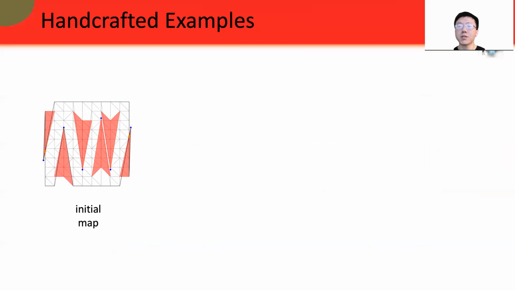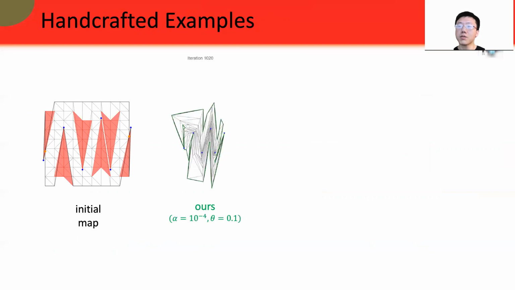The initial map is created by dragging a few vertices on a denser square mesh to far away locations. This creates more inverted triangles. However, even for this very challenging example, our method is able to find an injective map. Here we are using a smaller theta value to ensure injectivity.